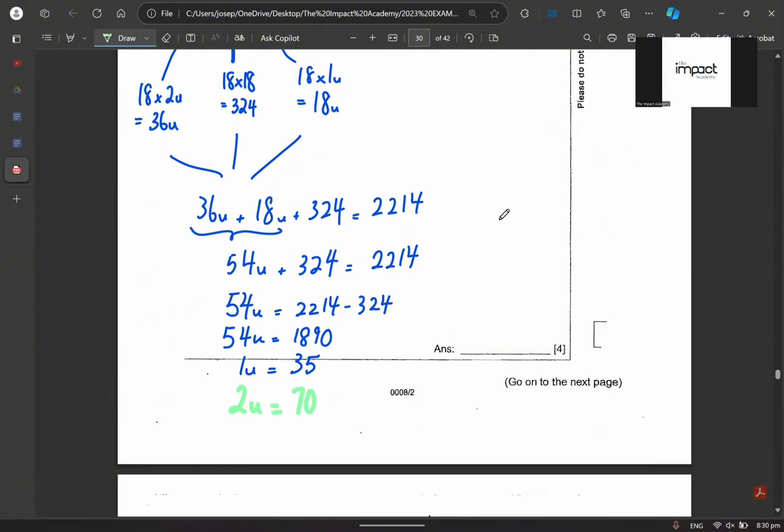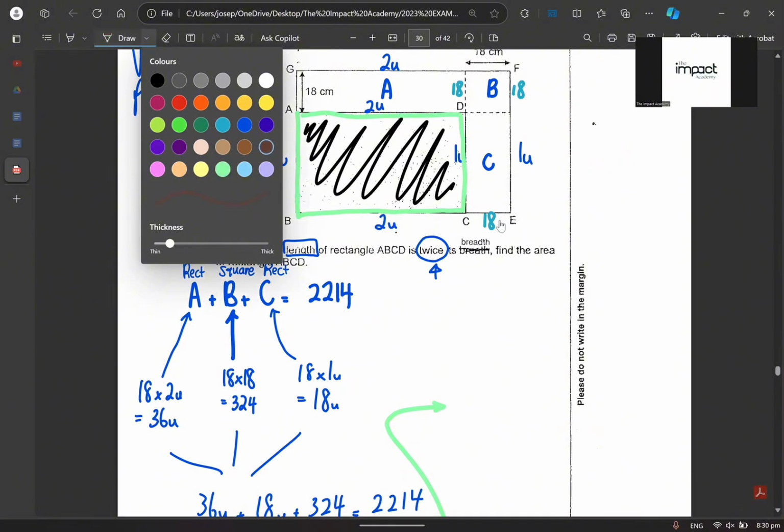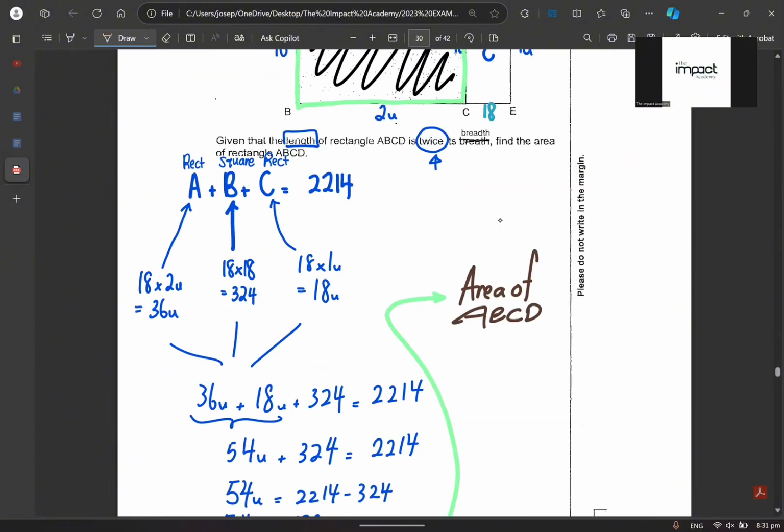We know it's 70, right? So that's the reason why, to find the area of this, we know that the measurements are 70 by 35. So the area of ABCDEFG, you go 35 times 70. Your answer becomes 2450 centimeter square. Do you understand or don't understand? All right, and that is your answer for this question.